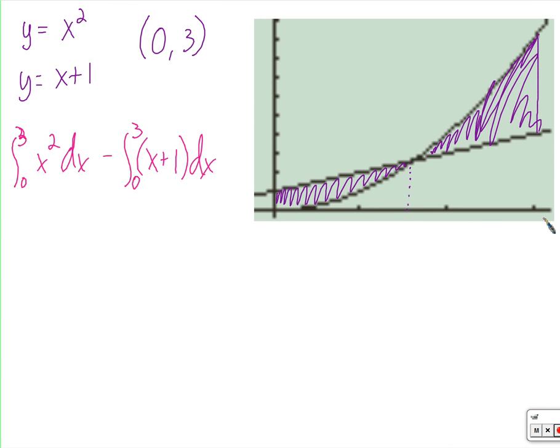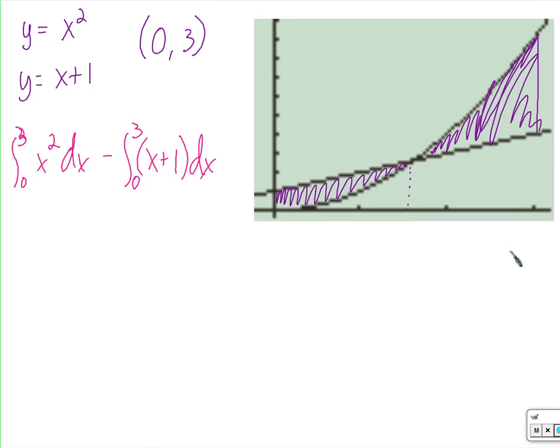So what do I need to do? You have to separate the bits. There's one area that I want to find over here, and it would make sense to take the area under the line, since the line is higher, and subtract the area under the parabola. And then over here, it would make sense to take the area under the parabola and subtract the area under the line. So make sure that you take the two sides.